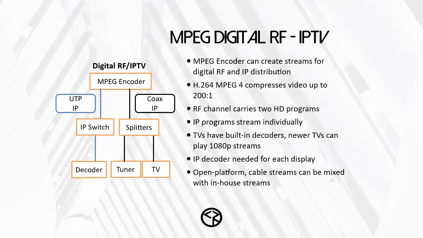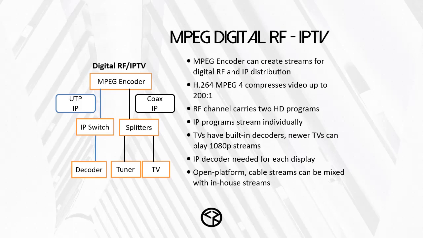Now, when programs are output for RF, 2 full HD programs can be carried by one RF channel. That's where you see RF channels as 2.1 and 2.2. That's where that comes from. It's one MPEG stream with 2 programs. For IP, we send each program out individually because that's more efficient for internet applications.